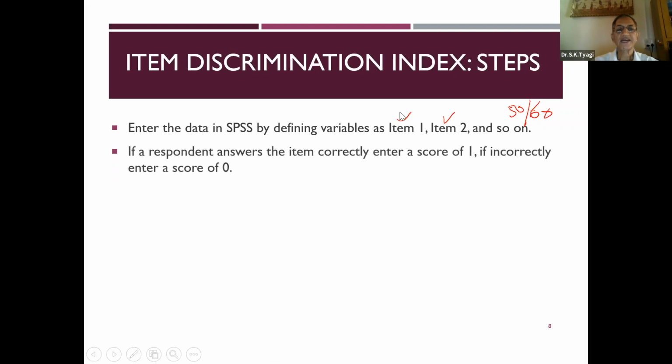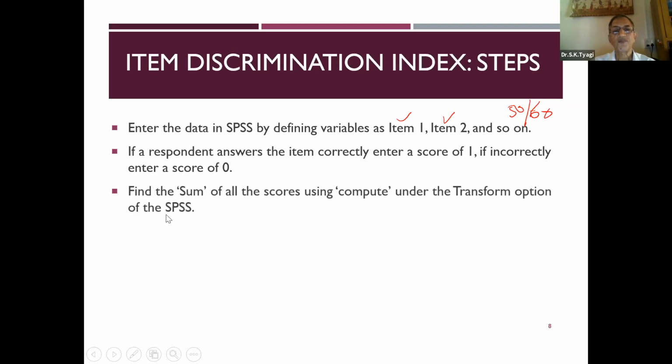Then, secondly, if a respondent answers the item correctly, enter a score of 1. Normally, when an objective type question is asked, you give it a score of 1, or a score of 0 if the answer is wrong. Now find the sum of all the scores. You need not count and sum these scores manually, but you can do it through SPSS by using the compute command under the transform option. I will demonstrate how.